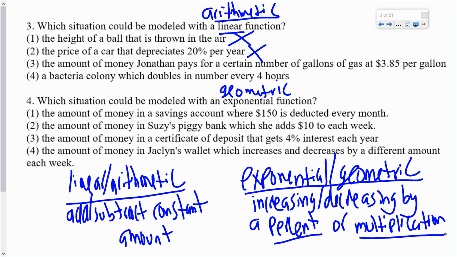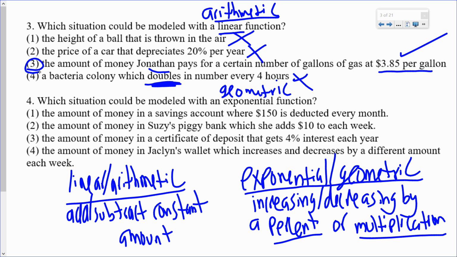The amount of money Jonathan pays for a certain number of gallons of gas at $3.85 per gallon. Every gallon, he's paying $3.85. $3.85, $3.85, $3.85. That is linear. That would be arithmetic. A bacteria colony which doubles. Doubles is multiplication. Doubles means exponential. That's not linear. Choice 3 would be your answer.